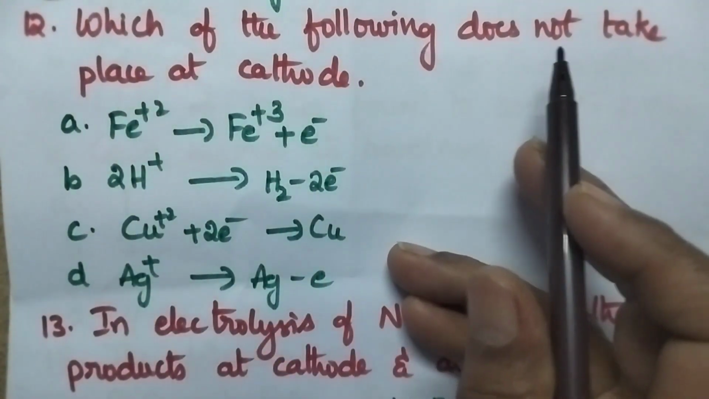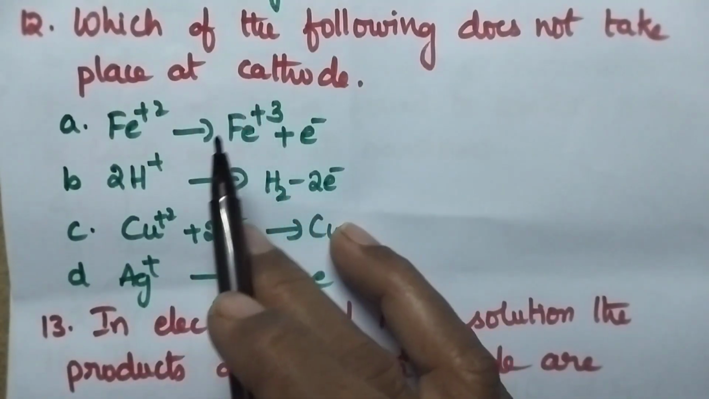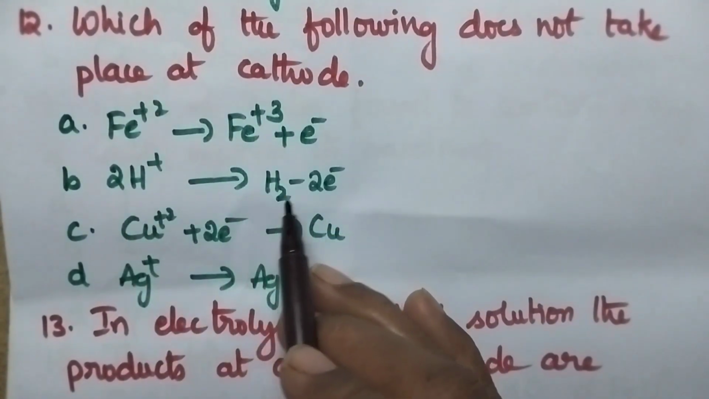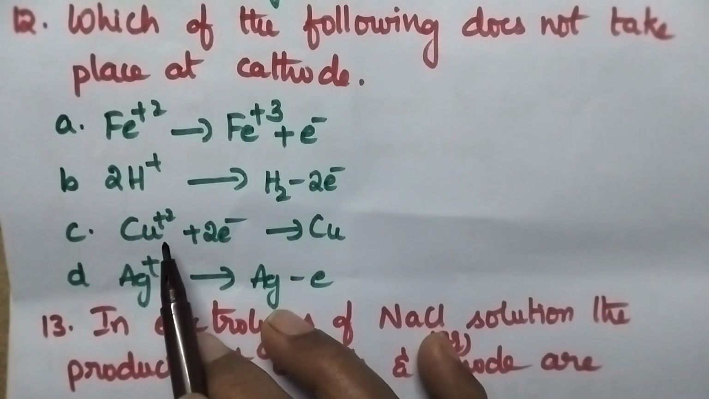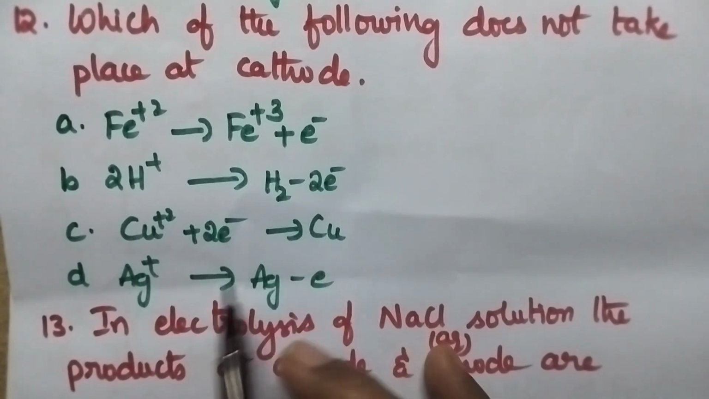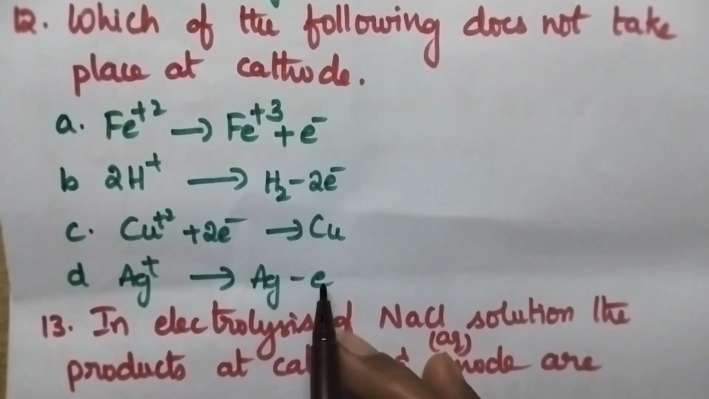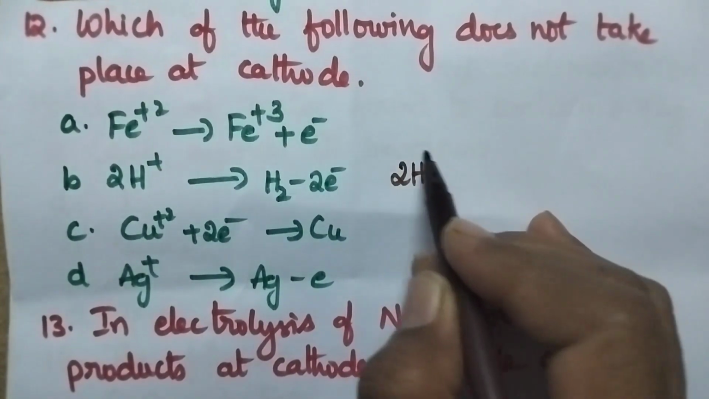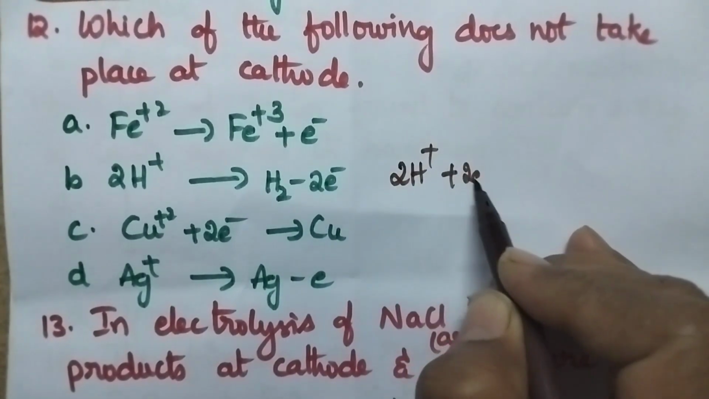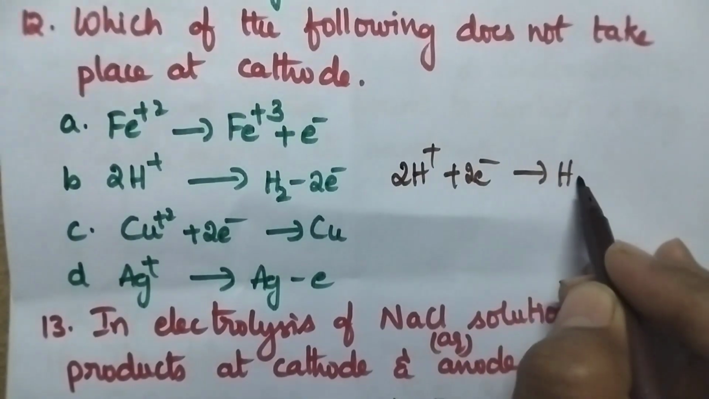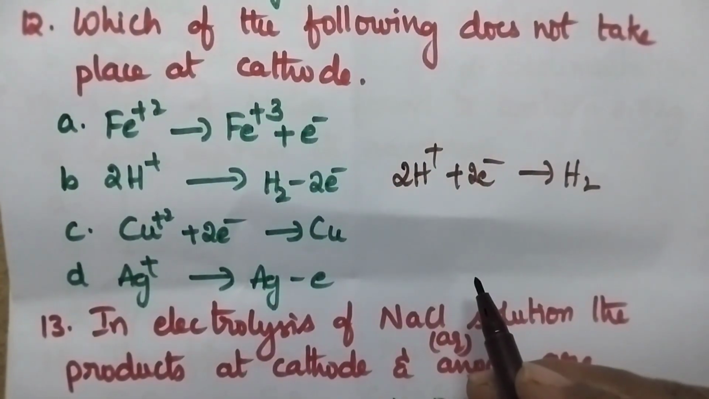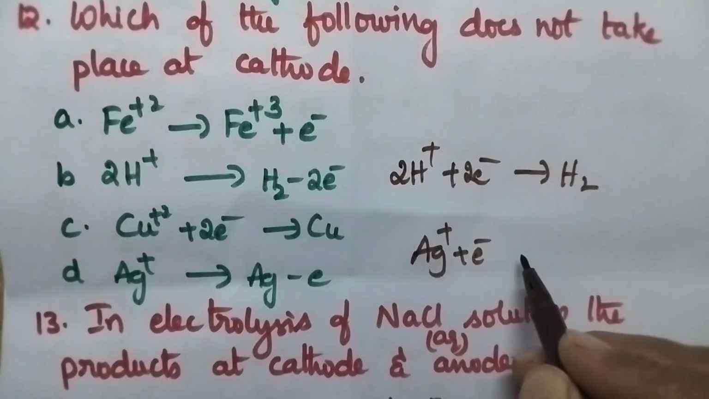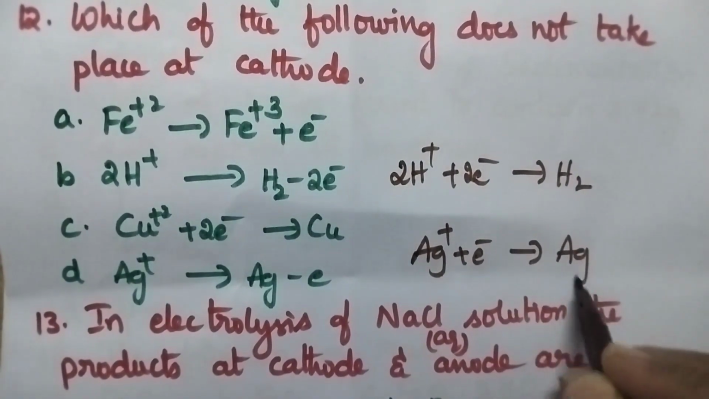Which of the following does not take place at cathode? Fe2+ gives Fe3+ plus electron, 2H+ plus 2 electrons gives H2, Cu2+ plus 2 electrons gives copper, Ag+ gives rise to Ag minus electron. That means this equation can be written as 2H+ plus 2 electrons gives rise to H2. Similarly, option D is also written as Ag+ plus electron gives rise to Ag.